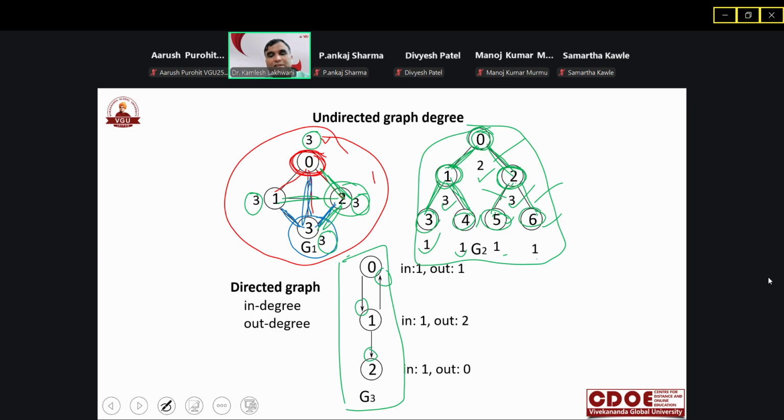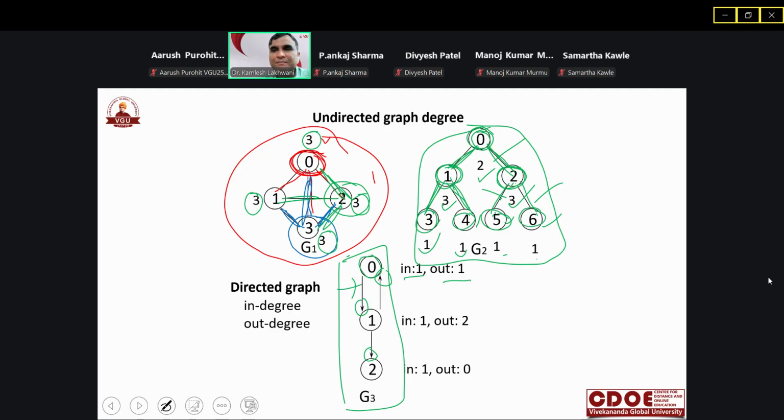There is a direction on the edges, therefore it is called a directed graph. In the directed graph, there are two different types of degrees. The first one is called in degree, the second one is called out degree. In the case of node 0, in degree is 1 because one arrow is coming towards 0. Similarly, the out degree of 0 is also 1 because one edge goes from 0 to another node, that is 1. So this is out degree.